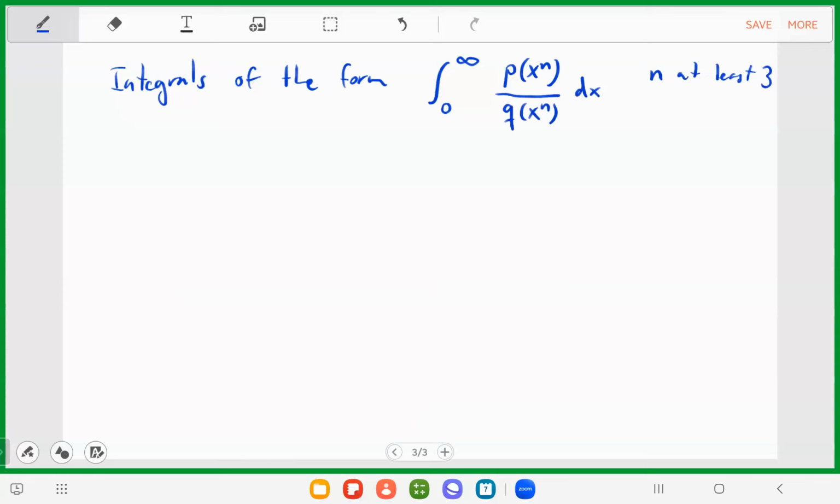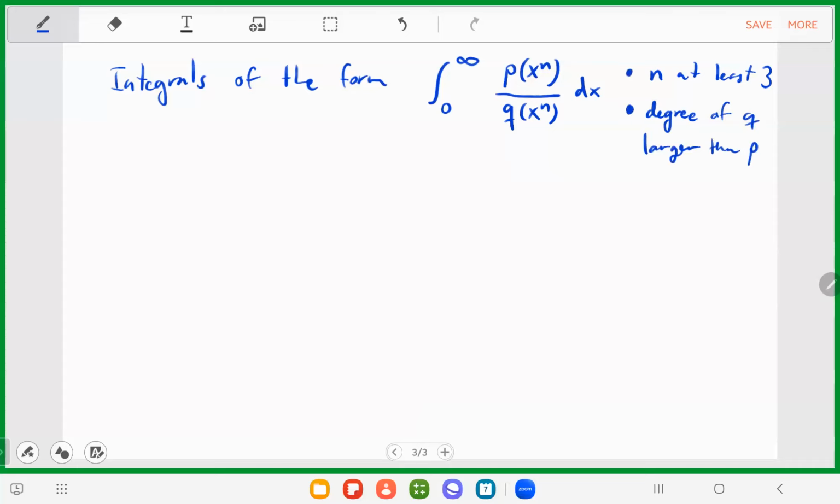So terms of x to the power of n as the variable for the polynomial. In this case, we don't need the degree of q to be much larger than p, but it has to be larger; basically the degree of q has to be at least one larger than p.